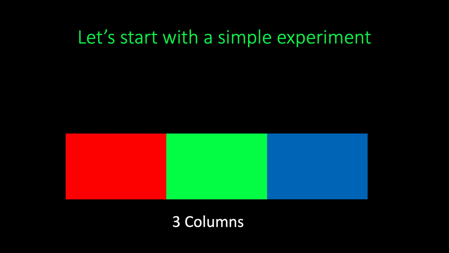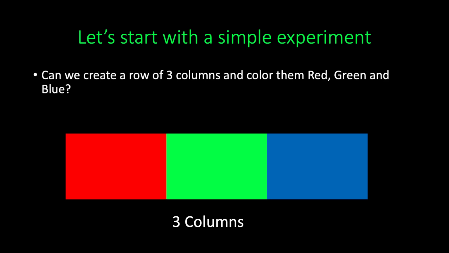So I'll start with a very simple experiment. Here is a rectangle. It has three other rectangles, red, green, and blue. Think of it as one row and three columns, three different colors, right? So can we increase the number of rows or columns, or can we create this on the computer by just typing in some numbers? Can we create a row of three columns and color them red, green, and blue? So here is the first row, and let's write some code.